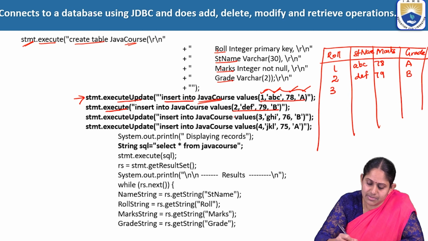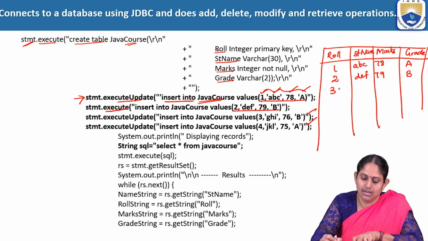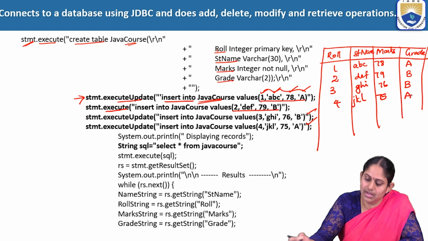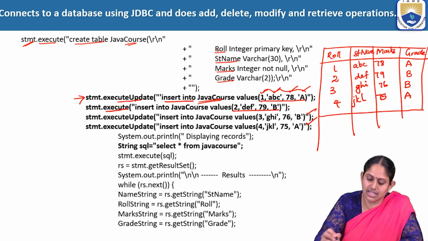Similarly, for these 2 lines also, these values are inserted into the Java course table. So we get 3, GHI, 76 and B, and 4, JKL, 75 and A. So let's say this table is being created with these values.